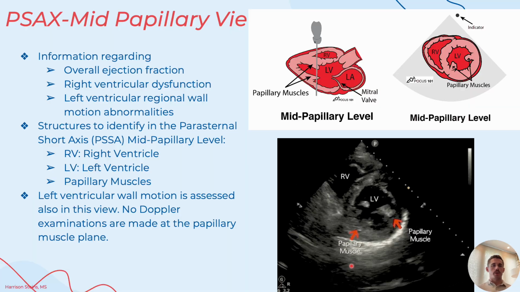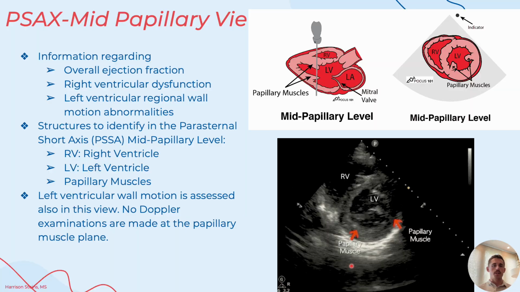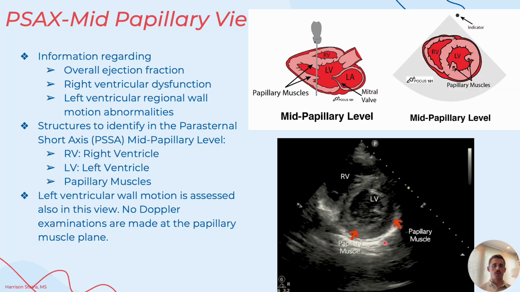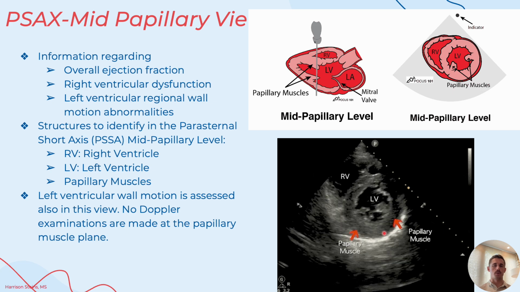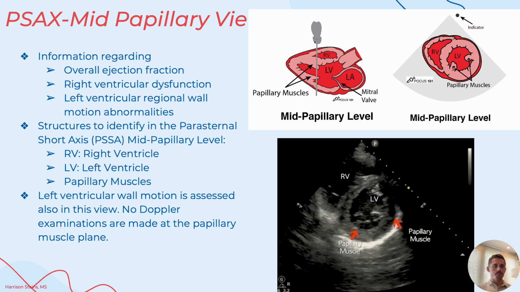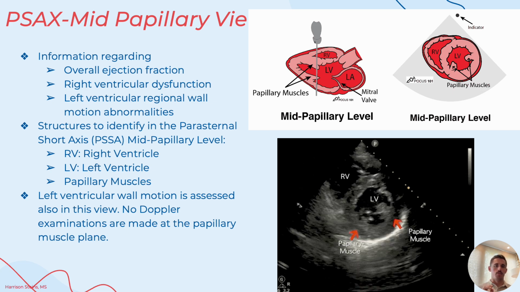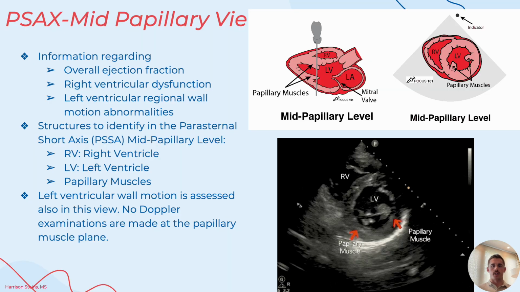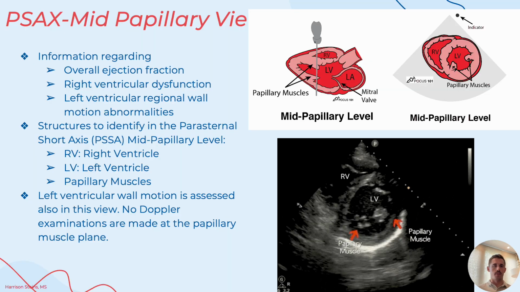So the structures that we're looking to identify at the PSAS mid-papillary level are the right ventricle, left ventricle, and papillary muscles, these little Goombas kind of hanging out down there. We're also looking at the wall motion, and we're not using Doppler to assess anything here because there's no valve, right, that we're looking at.